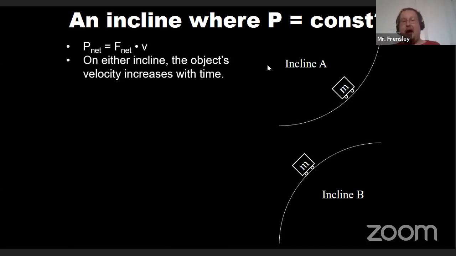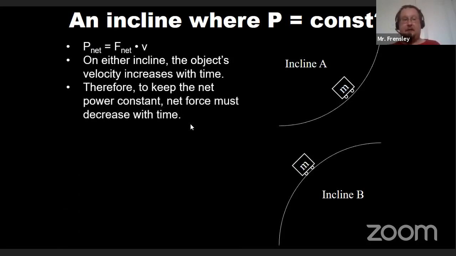So on either incline, the object is going to speed up, right? Both the objects are going downhill. They're going to a lower height. So you're changing potential energy into kinetic energy, right? So either way, they're going to speed up. But if the V increases and the P needs to stay the same, the force needs to decrease. The net force has to decrease with time, right? So either way, the velocity is going to increase. We need the net force to decrease with time.